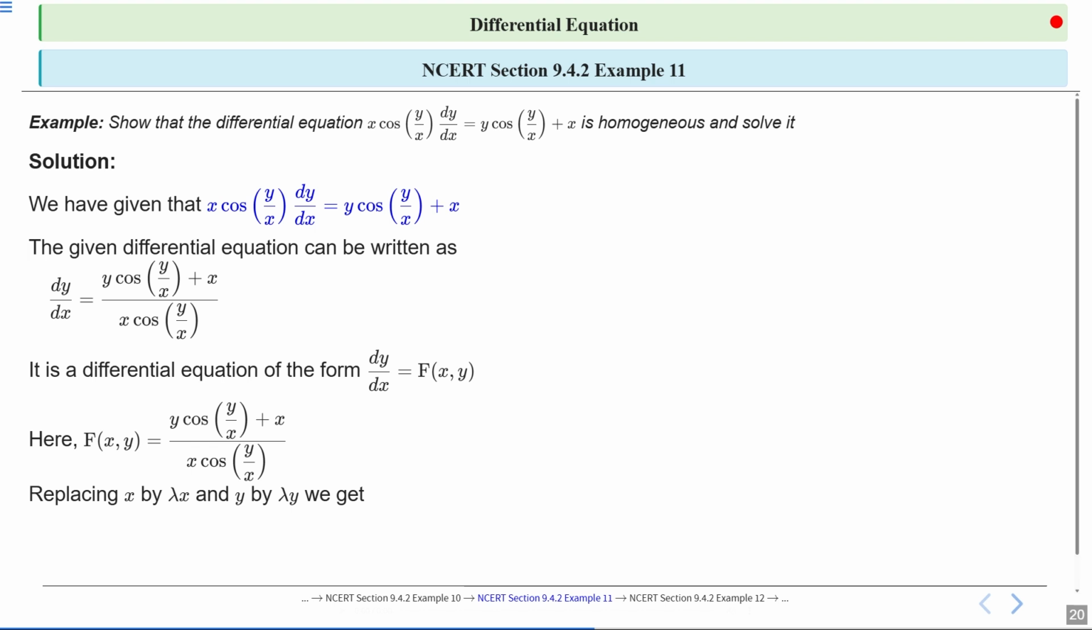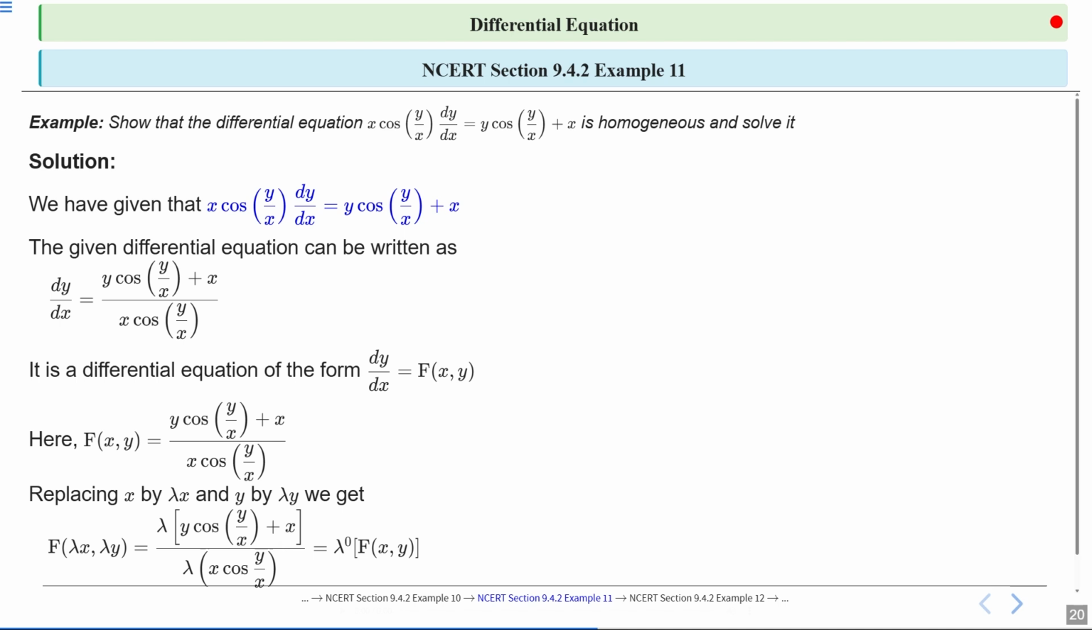And for that we replace x by lambda x and y by lambda y, and we get f(lambda x, lambda y) = (lambda y cos(y/x) + lambda x) by (lambda x cos(y/x)). So lambda cancels out, and we get lambda to the power 0 times f(x, y). That is, the function f(x, y) is a homogeneous function of degree 0. So the given differential equation is a homogeneous differential equation. So the first part of the question is complete.